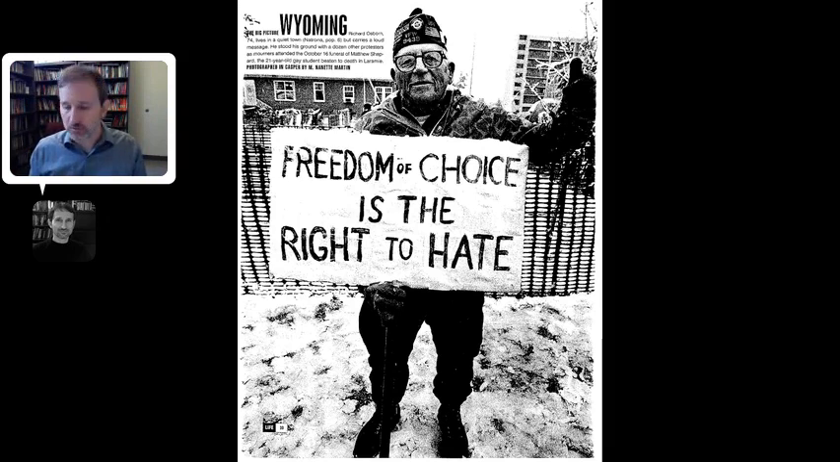So this fellow, you can't fully see it here, but up above he has his Veterans of Foreign Wars cap on, so he's served his country. He's 74 years old, and he was protesting this funeral, and he has a fascinating little sign that says, "Freedom of choice is the right to hate."